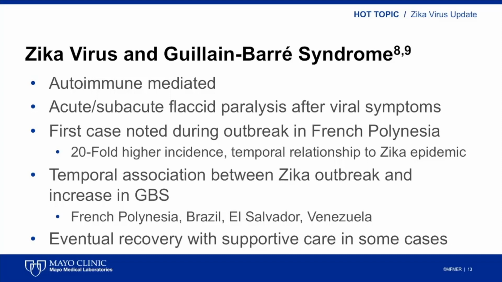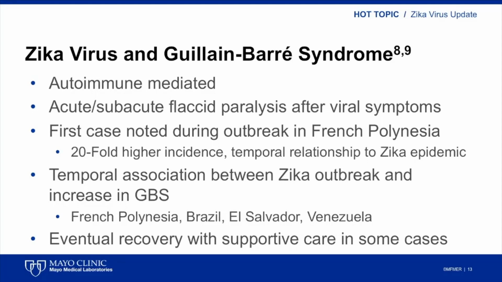GBS is characterized by development of subacute or acute flaccid paralysis following a symptomatic disease presentation. This association was first reported in the Zika outbreak in French Polynesia with a total of 74 cases. There was a 20-fold increase in Guillain-Barré over the normal baseline prevalence, in addition to a temporal relationship to the ongoing epidemic of Zika on that island.